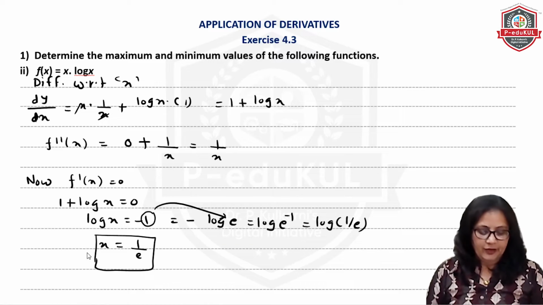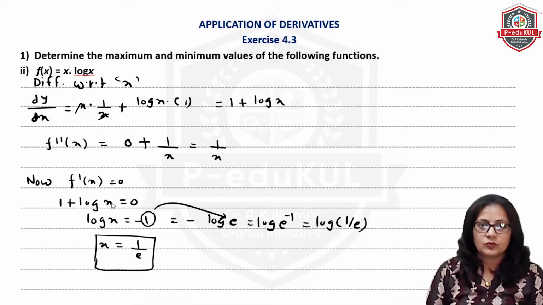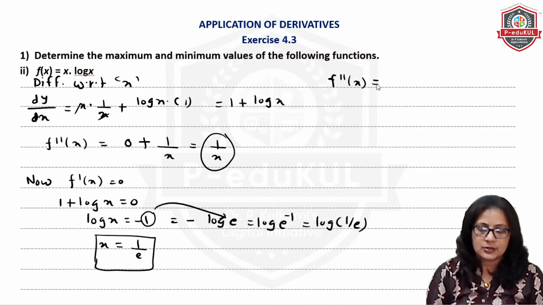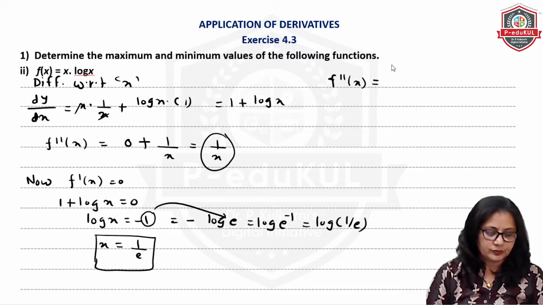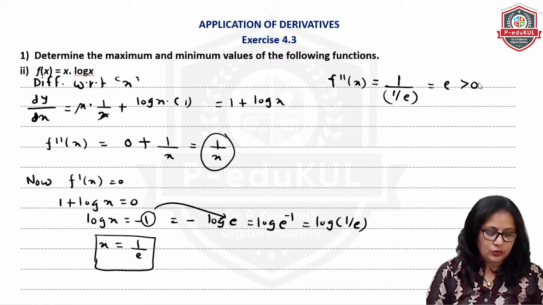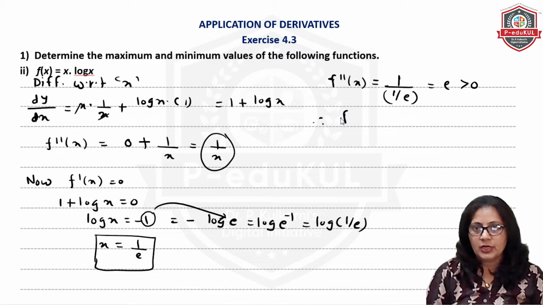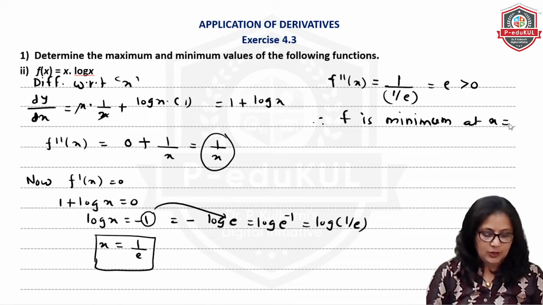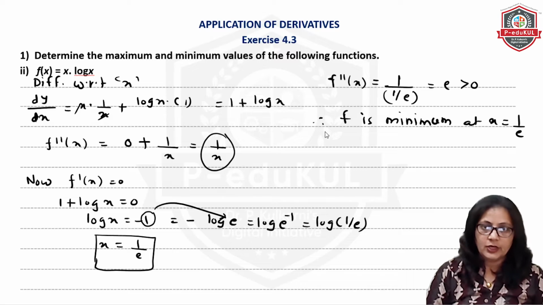Now I will calculate f double dash of x. Here only I have already calculated f double dash. So now I'll write here f double dash of x at 1 upon e, which is e and which is greater than 0. Therefore we can write, f is minimum at x is equal to 1 upon e. That's it. And now we will calculate the value.